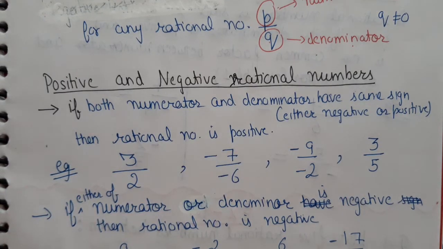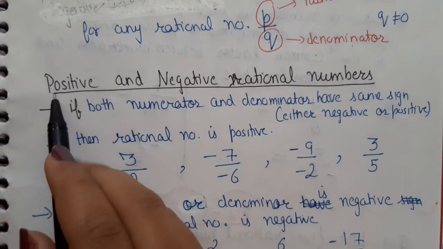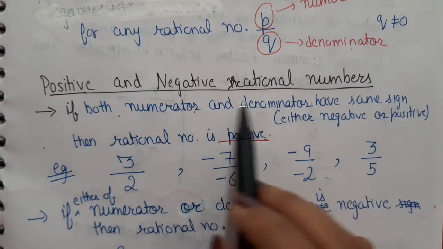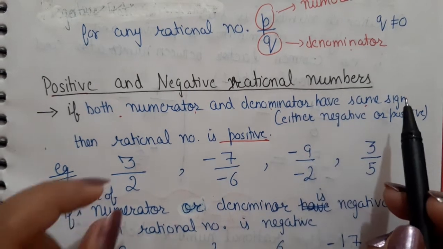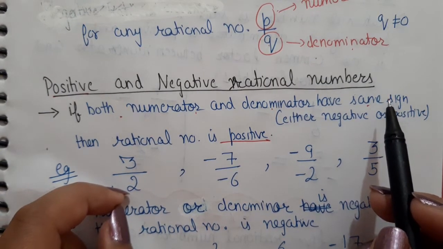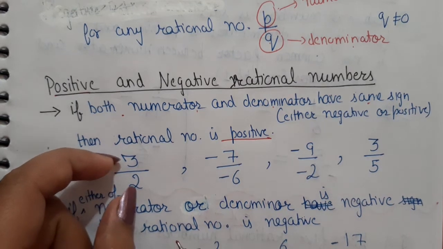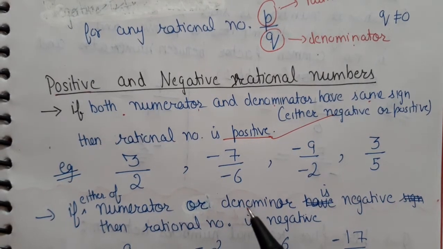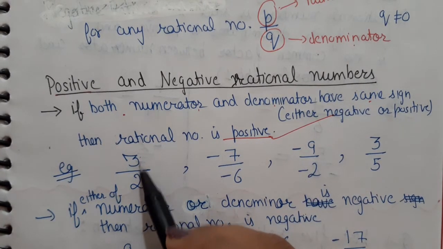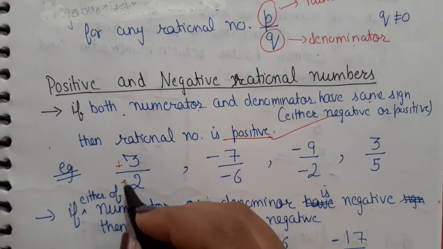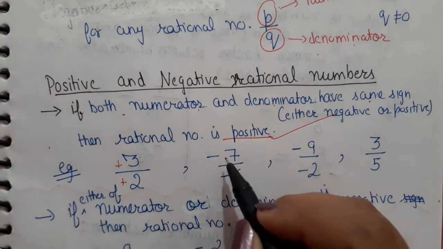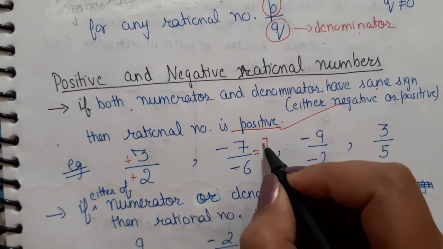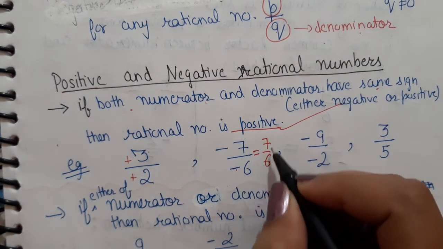Now let's discuss what are positive and negative rational numbers. First of all, positive rational numbers. If both the numerator and the denominator have the same sign, which means either both of them are positive or both of them are negative, then the given rational number is positive. For example, 3 upon 2, because this is positive, so it is a positive rational number. Minus 7 upon minus 6, both are negative, so we can write 7 upon 6.